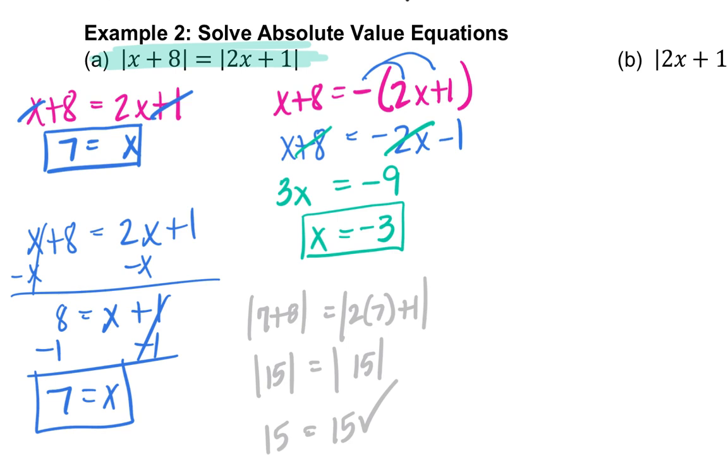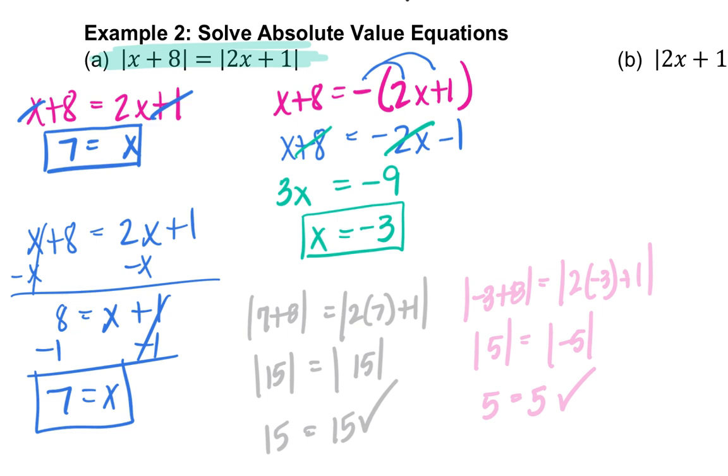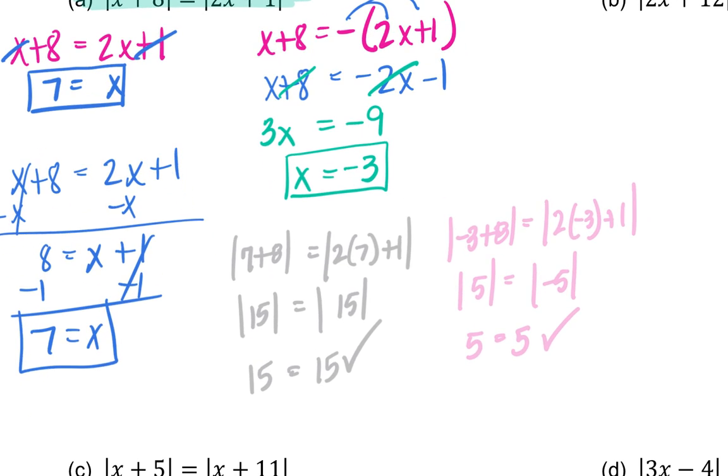Now I've got to plug in the negative 3. So now I've got negative 3 plus 8, which is 5, and the absolute value of 5 is 5. Now I've got 2 times negative 3 plus 1. Well, 2 times negative 3 is negative 6, and negative 6 plus 1 is negative 5. The absolute value of negative 5 is still 5. So everything checks out. Both of my answers are good. Questions?